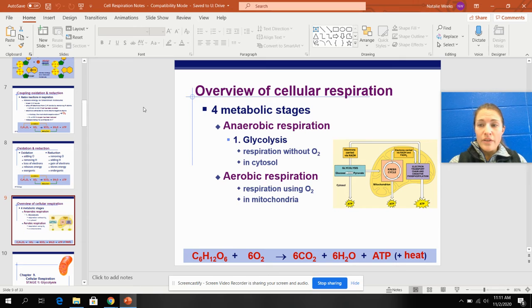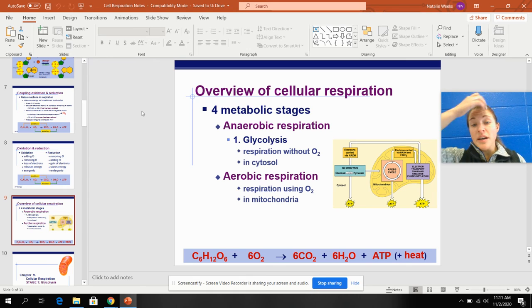So just an overview, and then we're going to work on the stages of cell respiration next. We have 4 basic metabolic stages in cell respiration. We have 2 main categories of cell respiration, anaerobic and aerobic. Anaerobic means without oxygen. That is going to be just using a process called glycolysis. Glycolysis: lysis means to split. This happens in the cytosol of your cell. We think of that as the cytoplasm, but it's really the cytosol. And that process happens without oxygen.